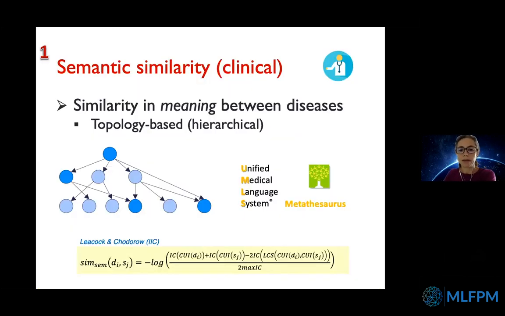And we apply metrics that have been implemented to exploit the topology of the ontology, the terminology, in order to assess the similarity between the concepts using information content metrics and exploring the depth of the ontology.